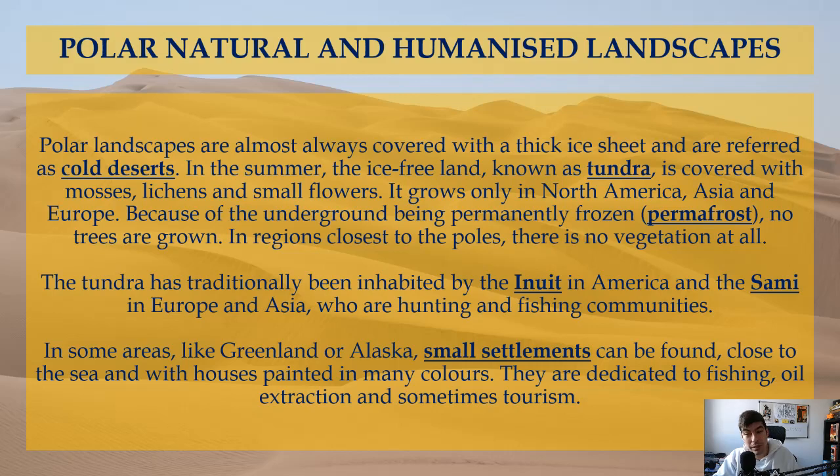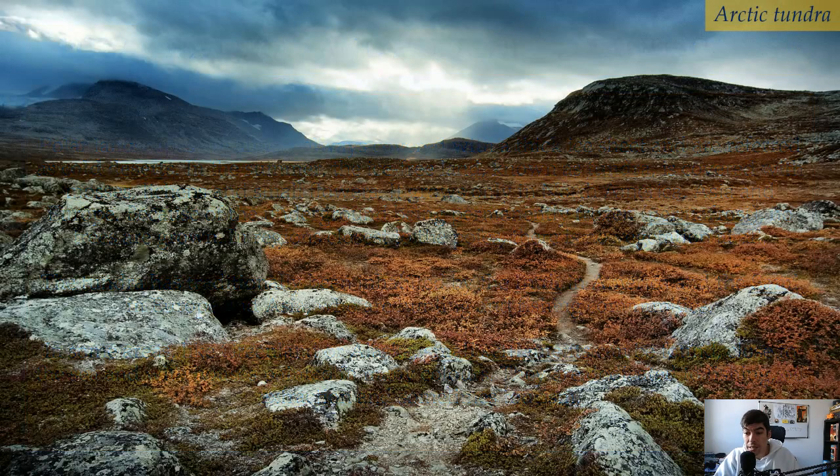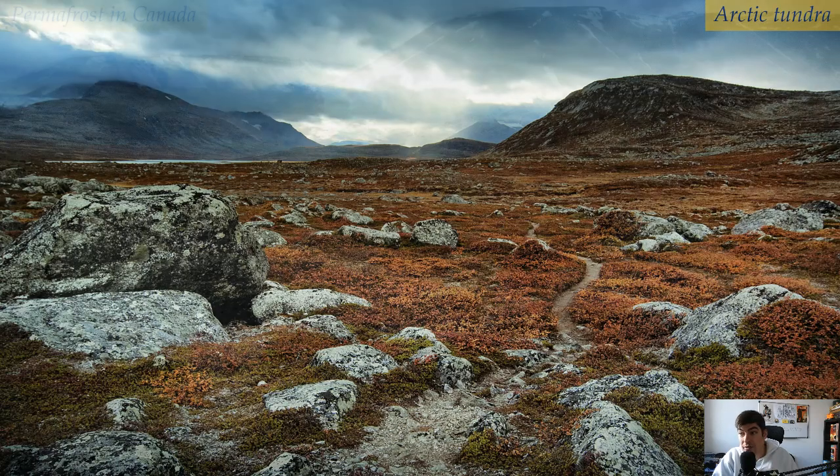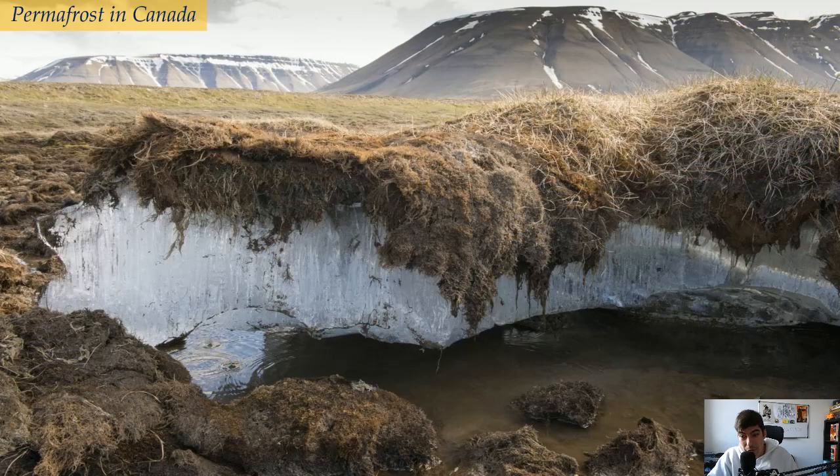What do they do for a living? Fishing, oil extraction, and sometimes a bit of tourism. This is the tundra, okay? Mosses and lichens and no trees at all. This is very easy to identify. This is the Arctic tundra. This is the permafrost, okay? Below this tundra, underneath the ground, we have this frozen soil, okay? This is called the permafrost.